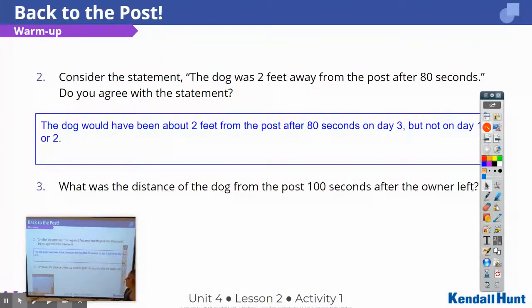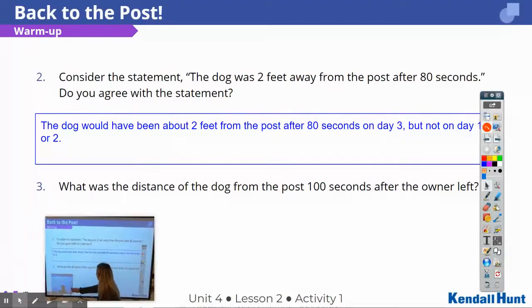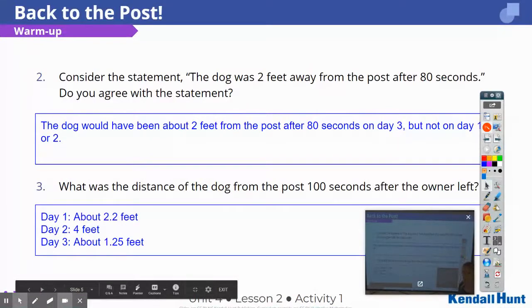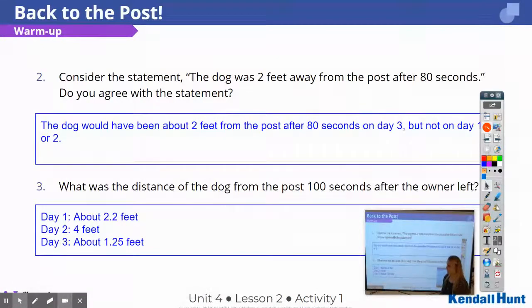Okay. What was the distance of the dog from the post 100 seconds after the owner left? Well, you would go to the graph and look at 100 seconds after the owner left. And you can see that all 3 days are different. So day 1, it was about 2.2 feet. Day 2 was about 4 feet. And day 3 was about 1.25 feet. So hopefully you were able to find those points on the graph. But again, you have to specify which day you're talking about because the dog was not in the same spot every day at 100 seconds.